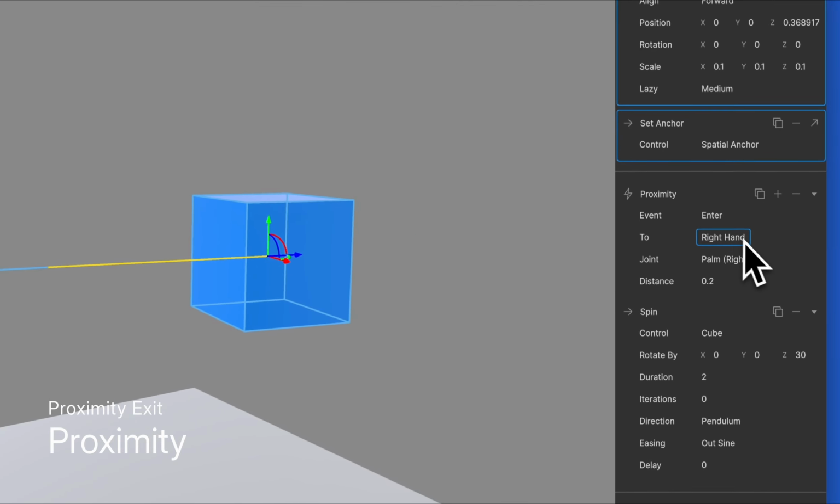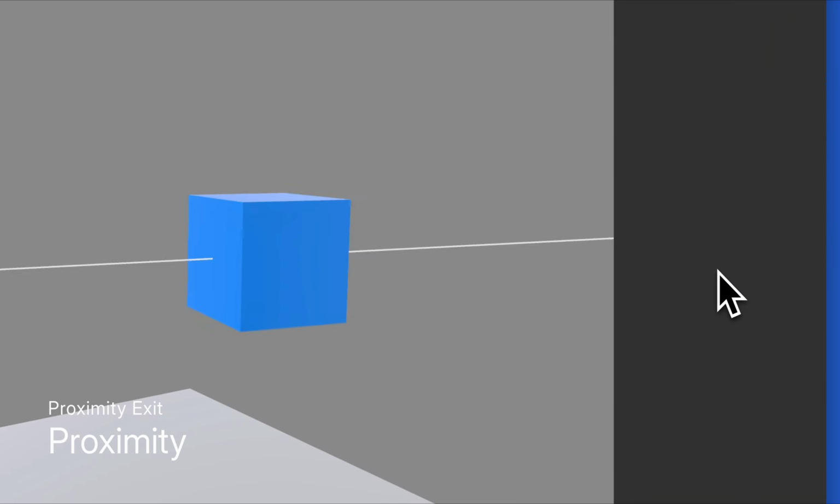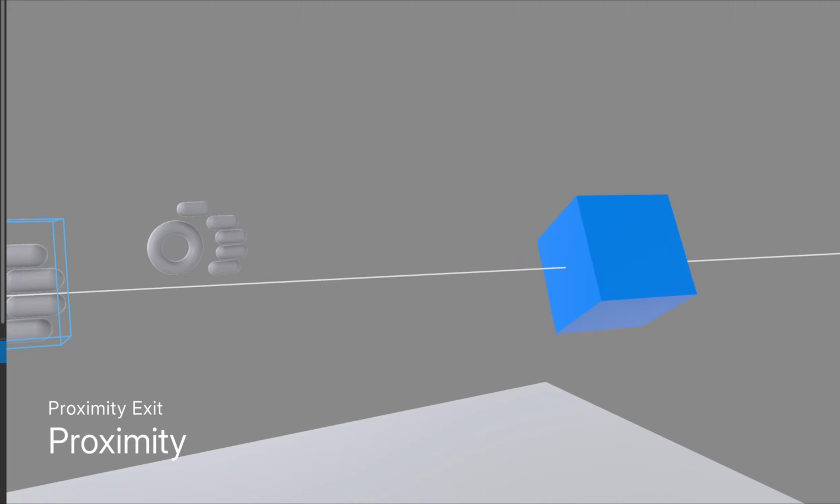We can set the proximity trigger to activate on exit instead. In this case, when the hand leaves the area, the proximity trigger is activated.